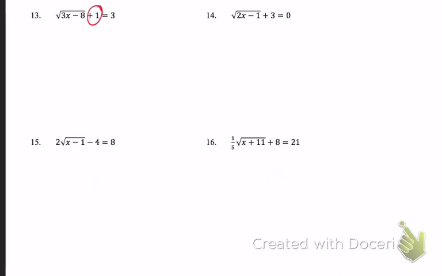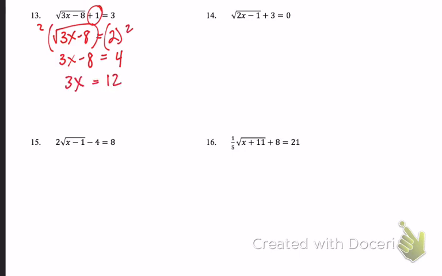For this one, I'm going to subtract 1 from each side, so the square root of 3x minus 8 equals 2. I square both sides, so 3x minus 8 equals 4. That I got from squaring. And so 3x equals 12, x equals 4. You would do the same thing for 14.